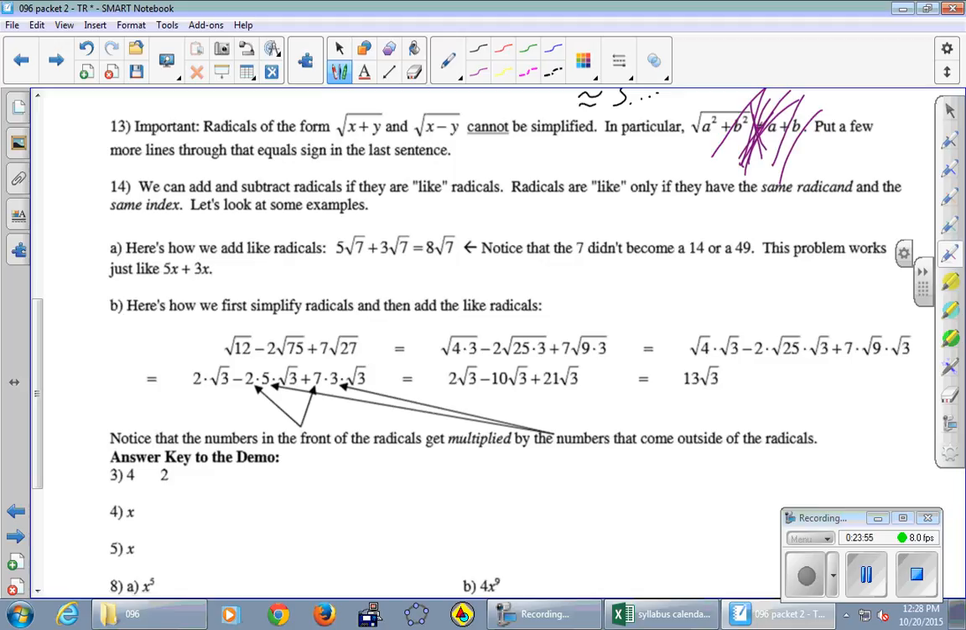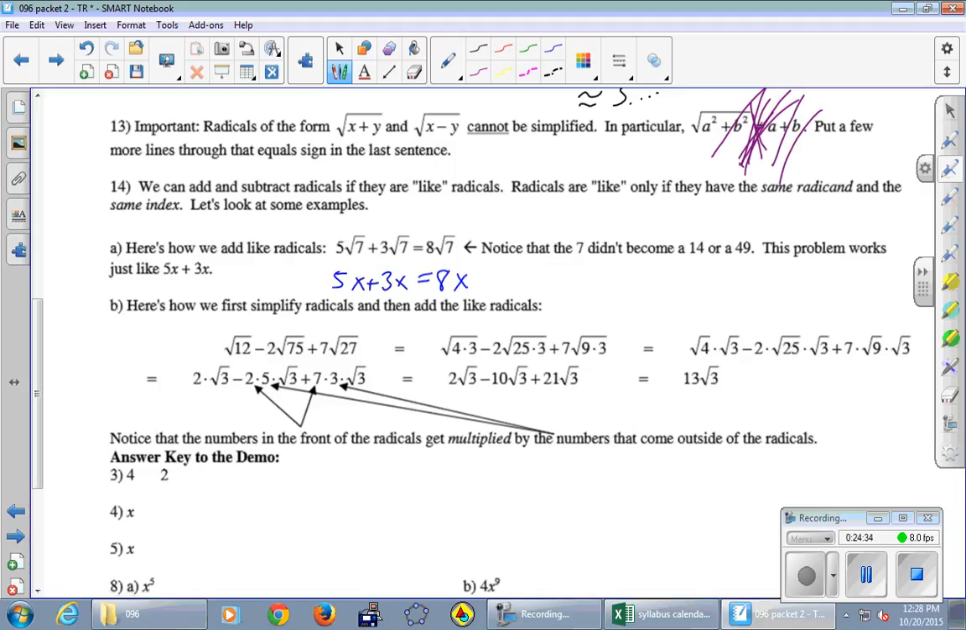So I just think of this as counting. I have 5 apples and I'm adding another 3 apples. What do you have? 8 what? Apples, right? And so in this case, we just get 8 apples, 8 radical 7. Notice that the 7 doesn't become a 14 or a 49 or anything other than 7. And this problem is really no different than 5x plus 3x. What is that? It is 8x. You guys are not tempted to mess around with the x. Just because it's a radical 7 doesn't mean you should be tempted to mess around with it. It stays exactly as it is.